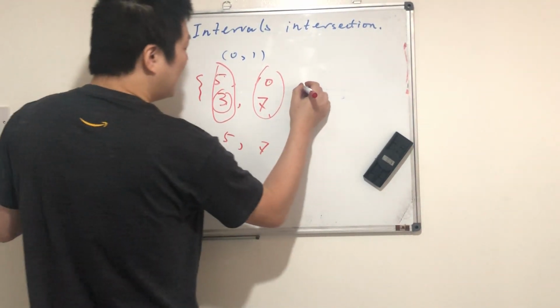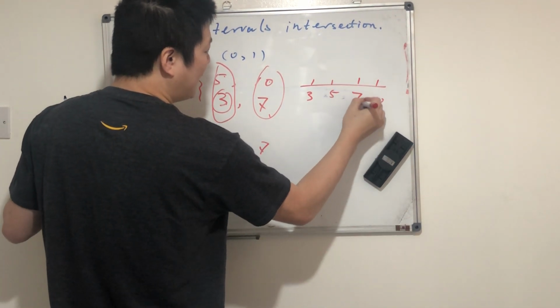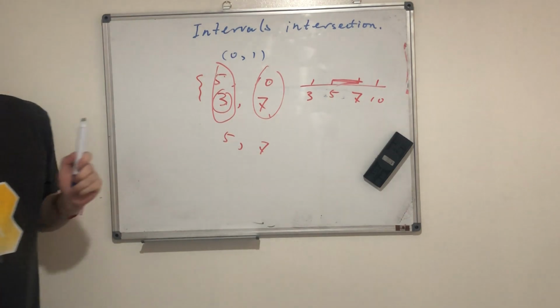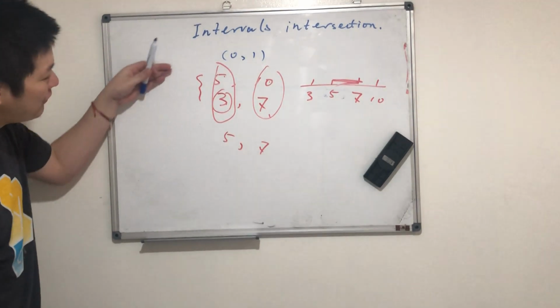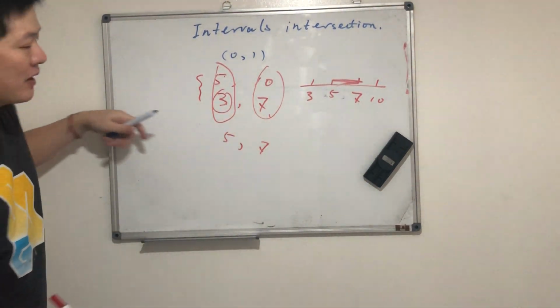If we draw it, that's 5, 10, and that's 3, 7. And of course, the intersection interval is this bit. And if we have a lot of intervals, this same algorithm can be applied to it. So let's write this.